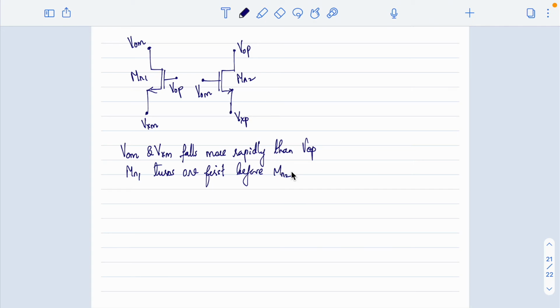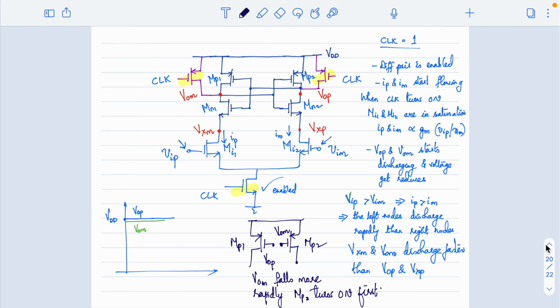Right. So if you look at the latch circuit, the clock is high, so this is on. Based on that, the differential input pair, the initial condition is established depending on VIP and VIM. Since the transistors are in saturation, it will convert the small difference in input voltage to a large current. Based on that large current, the currents IP and IM start flowing. And since IP is more than IM, the nodes VXM and VOM will discharge at a faster rate.